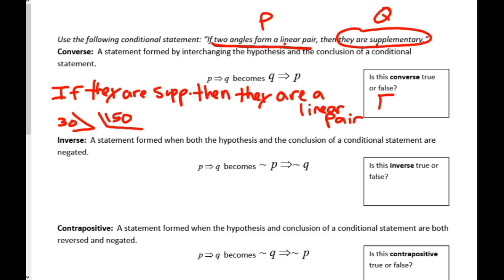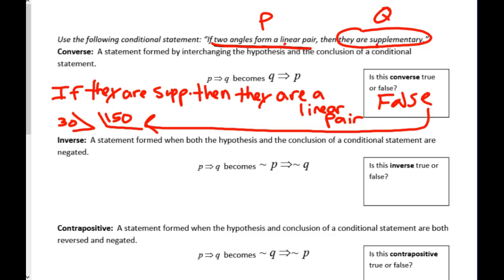So go on that box over there, put false. You can draw a little arrow and draw that little picture. Okay? That is my counterexample to that statement. You're telling me every supplementary is a linear pair? False. There is my counterexample. Okay? So that is a converse. Cool. So again, P and Q, switcheroo. Is it true? All right, so that's for converse.